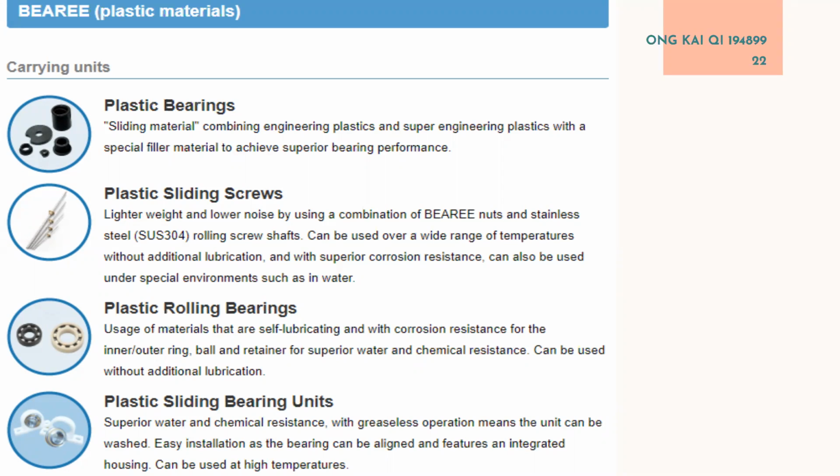There are also plastic rolling bearings, which use materials that are self-lubricating and corrosion resistant for the inner or outer ring, ball and retainer, for superior water and chemical resistance, and can be used without any additional lubrication. And the last one is the plastic sliding bearing units. It has superior water and chemical resistance. Greaseless operation means the unit can be washed. Installation is easy as the bearing can be aligned and is featured in an integrated housing, and it can be used at high temperatures.